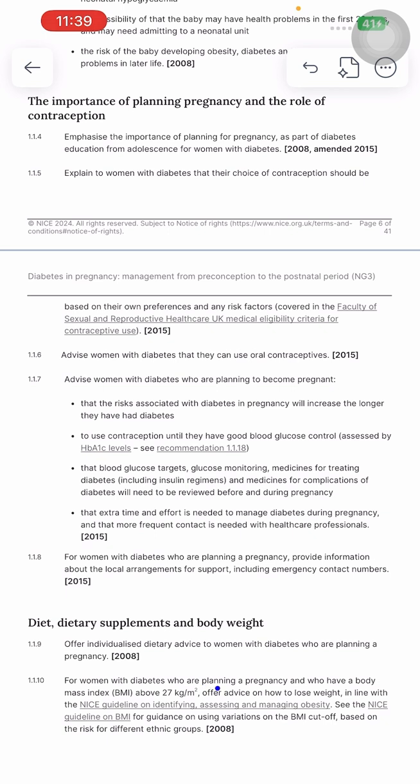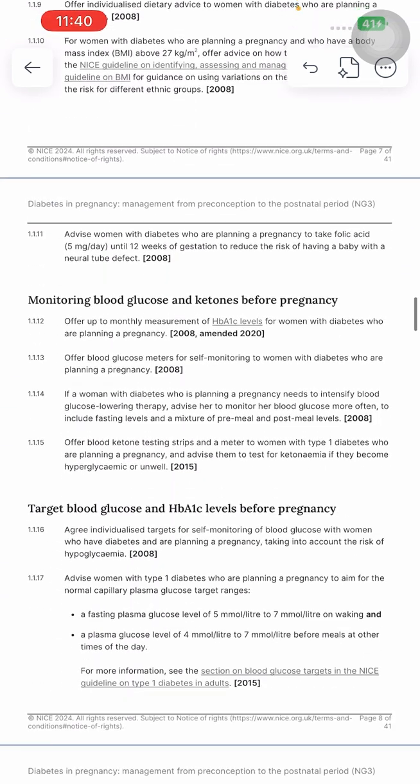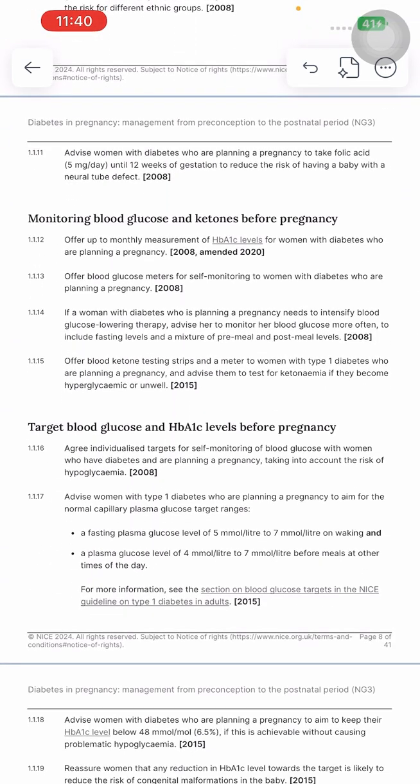For women with diabetes who are planning a pregnancy or who have a BMI above 27 kg per meter square, offer advice on how to lose weight in line with the dietitian's advice, using variation on the BMI cutoff based on the risk and different ethnic groups. So what would be her target BMI?